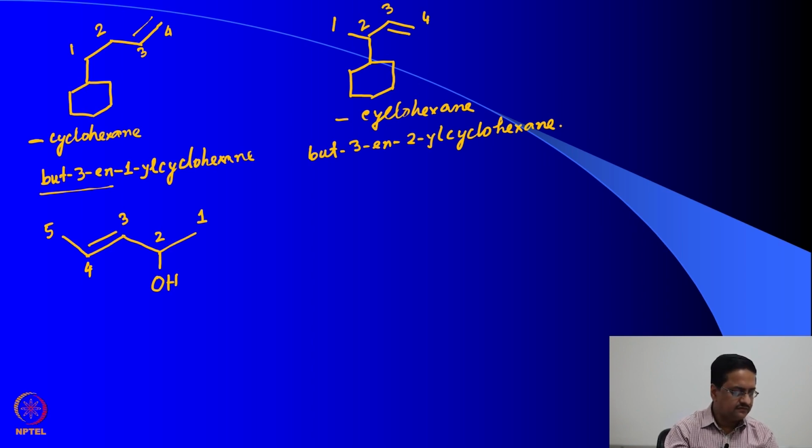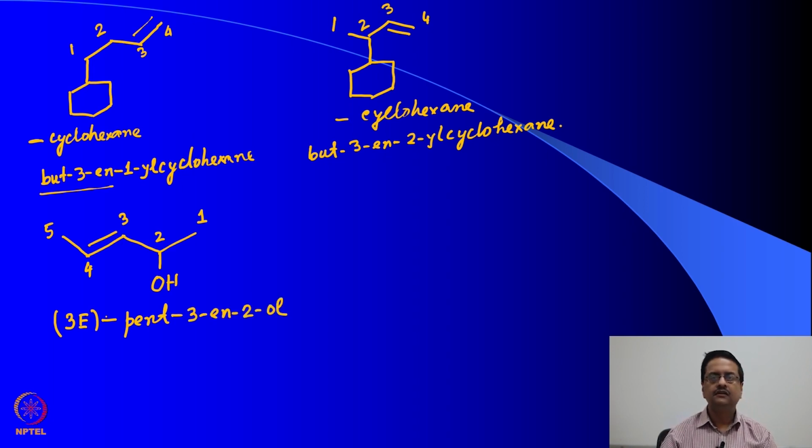So, we should write it as 3E, pent-3-en-2-ol. So, it is (3E)-pent-3-en-2-ol, with 3E signifying the geometry across the double bond.